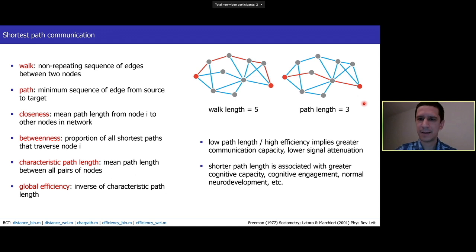And there have been, over the past 10 or 15 years, many studies that have shown that shorter path length is actually associated with greater cognitive capacity, with greater cognitive engagement, that it's concomitant with normal neurodevelopment and so on. So having low path lengths appears to be a desirable property of the brain. And this really constitutes the first piece of evidence that maybe shortest paths are very important in brain network organization.